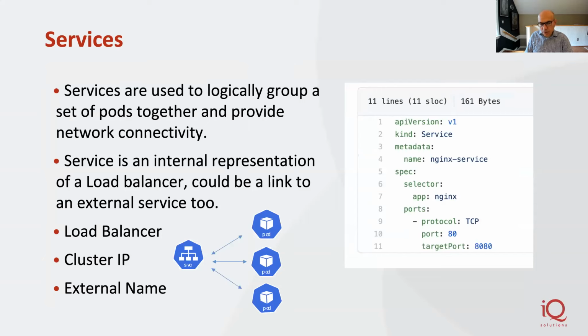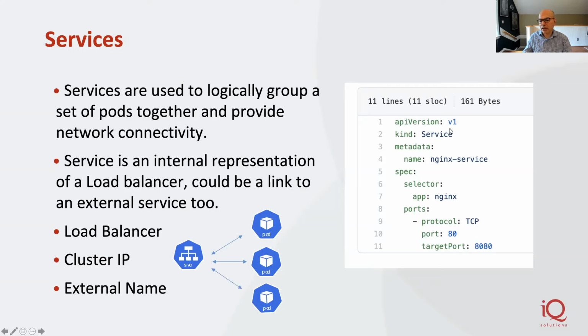So now we talked about pods, but now we also need to network this and make it a service. So we have 3 pods out here, and we have a service. Services are basically used to logically group a set of pods together and provide the network connectivity. If you don't want to expose it, you could have a cluster IP. Load balancer is typically what we use. What that would do is expose the service, and cluster IP would just keep it within the cluster.